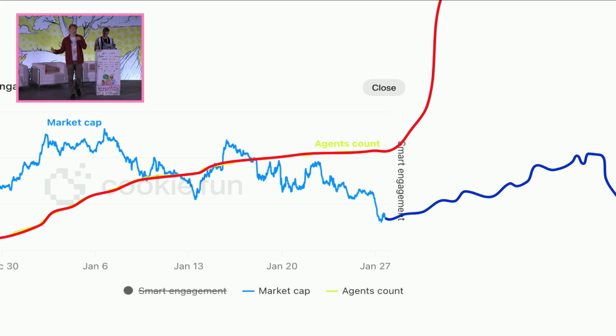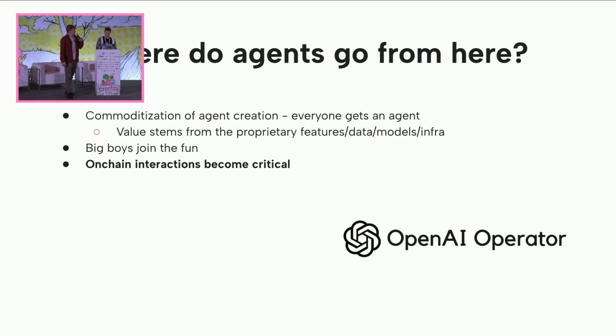Spoiler alert, it's not because I think the whole agent space is doomed, but I think there's going to be value captured in different ways. And the whole goal of AgentKit, which we'll get into a little bit later, is we're trying to commoditize the ability for every single person to have access to an AI agent and bring a billion agents on-chain. So these are kind of the directions where I think agents are going from here.